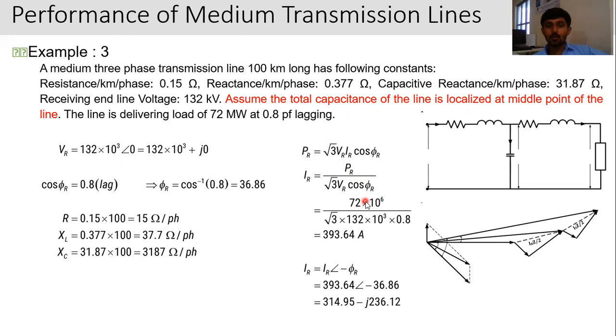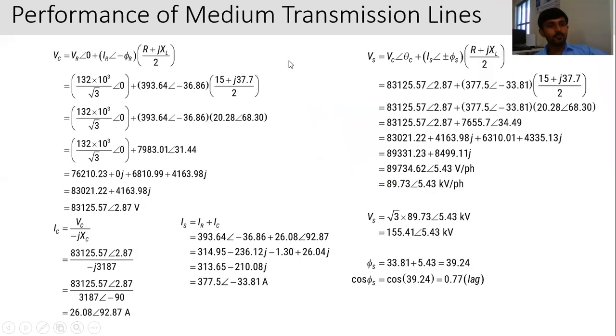This is our power. Now we make IR the subject. We already found the receiving end current from the power, and already we get this angle from the cos inverse of the power factor. Now second, in VC, we have to get all the equations. We already know IR, R, and XL, and after that, putting all these equations in, we find the VC. Whatever the IC, we find VC and XC.